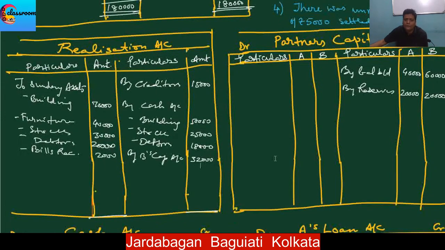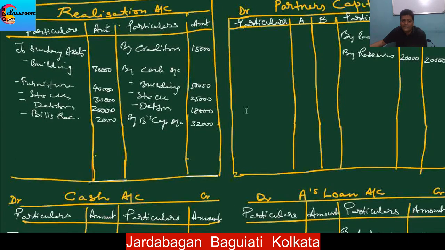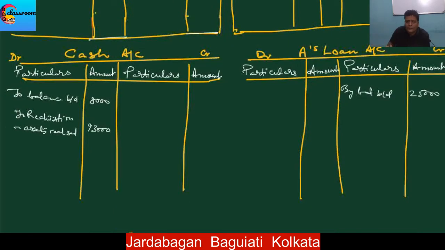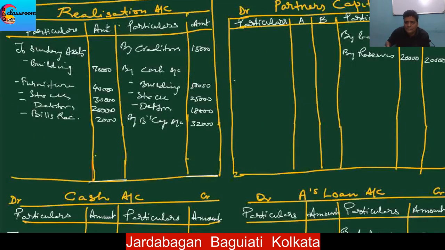Instantly, we are going to post the entry in the capital account also in B's column. We write over here to realization. In capital, we write here to realization, so that the journal entry is complete, the posting is complete hand to hand. To realization account, in B's column, we are going to write 32,000.